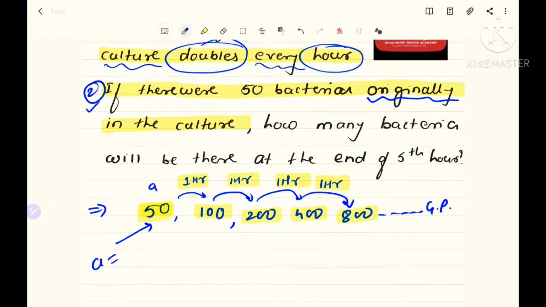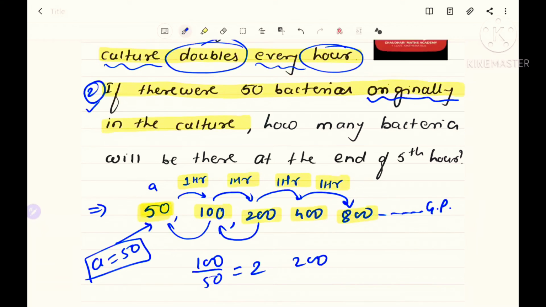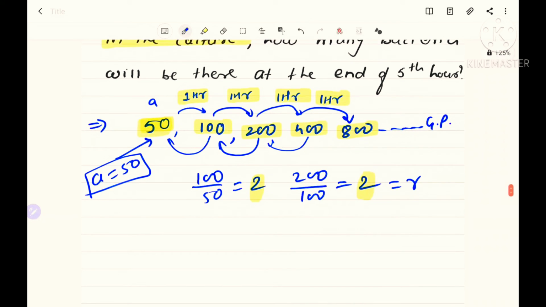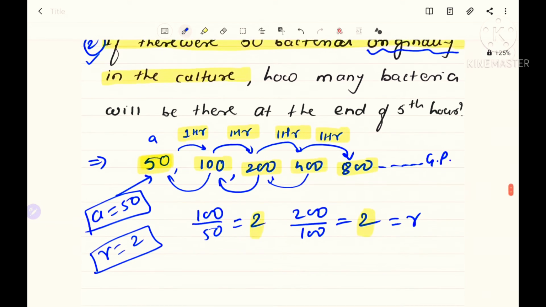So this is the first term of the geometric progression, A equal to 50, and if you take the ratio of 100 with 50, you will get 2. If you take the ratio of 200 with 100, you will get ratio 2. 400 by 200, ratio is 2. And since the ratio remains the same, that indicates the sequence is in geometric progression. And here we got R equal to 2. So the ratio in this case is 2. First term is 50. And what they want, let's try to read that in sentence number 3.